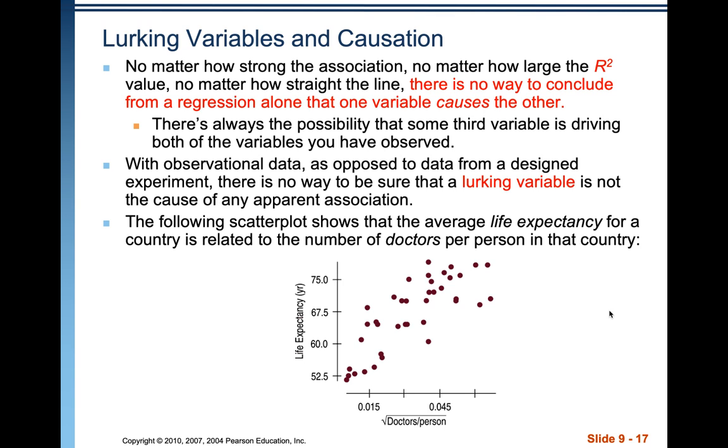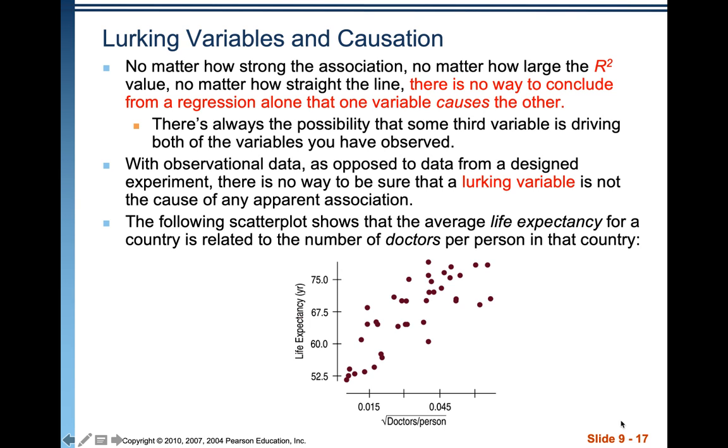Okay, again, no matter how strong R squared is, how big the magnitude of R is, no matter how well the points line up, there is no way to conclude from regression alone that one variable causes the other. There's always the potential that there's a third variable out there driving the values of both the variables you've observed. So let's consider some information about life expectancies and signs of other social conditions in countries.